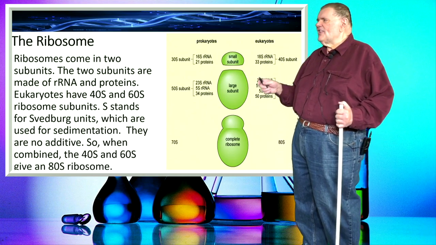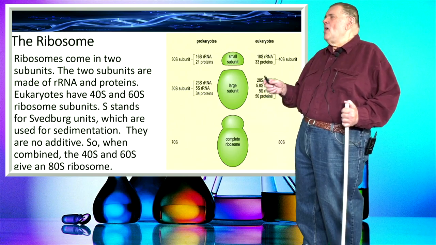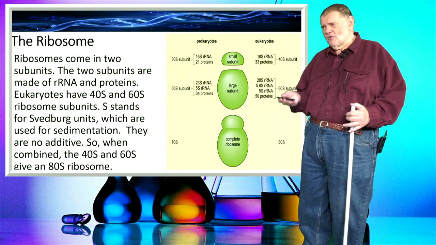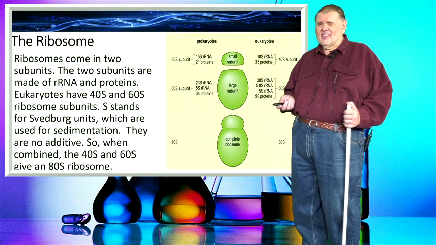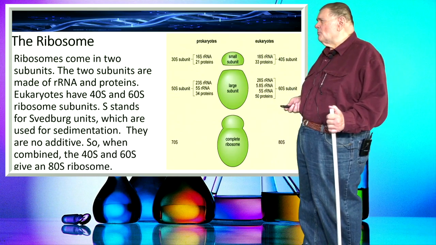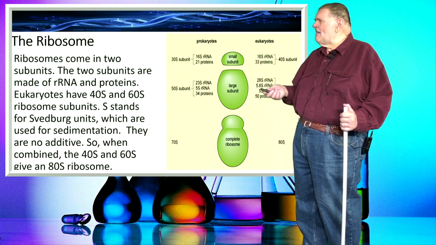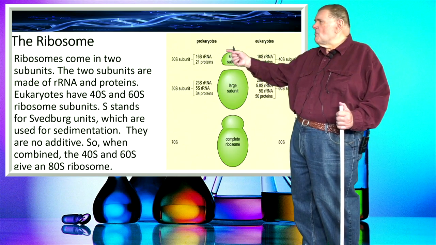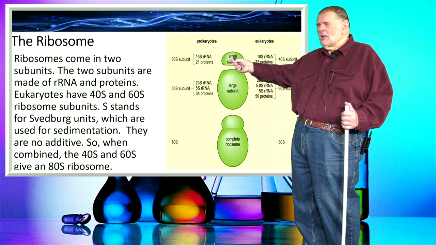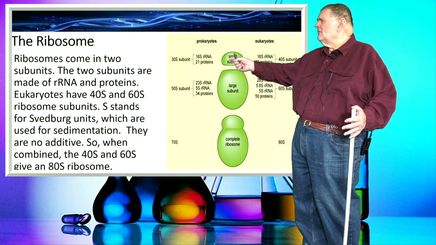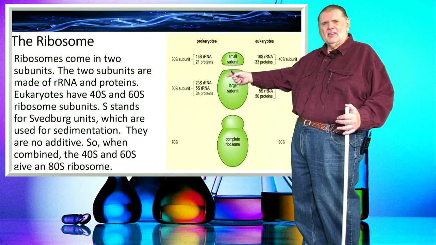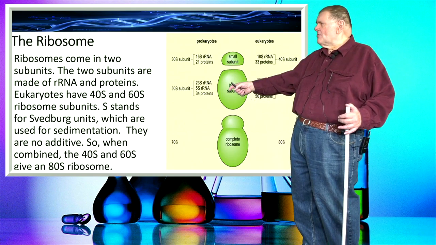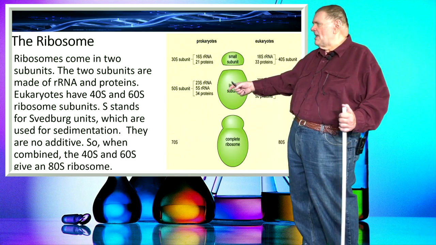The 40 and 60S are not additive. When you combine them, you don't get a 100S ribosome. 40 and 60S gives an 80S ribosome. And there you have a diagram showing the small subunit, the 40S, and beneath that, the 60S. And then those two come together to make the complete ribosome at 80S.